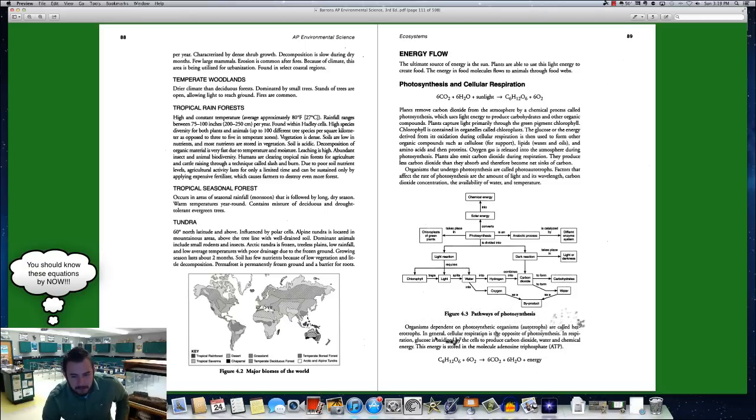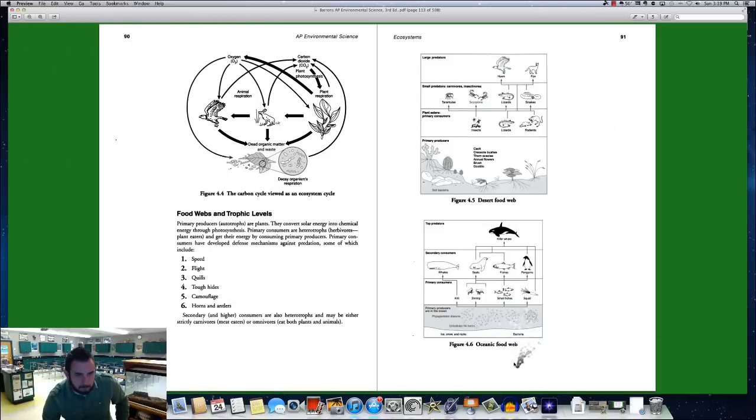But organisms depend on photosynthetic organisms. These are called heterotrophs. And in general, cellular respiration is the opposite of photosynthesis. Actually, it is the flip of the equation. The energy is stored as the molecule ATP, and it's not sunlight, but we use the glucose molecule plus oxygen molecule to produce a large amount of ATP energy, and also as a byproduct produce CO2 and water.